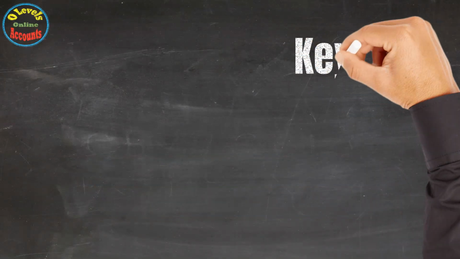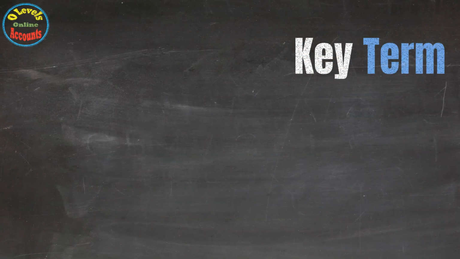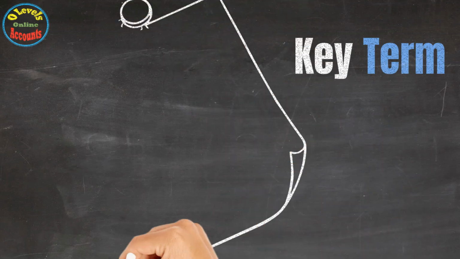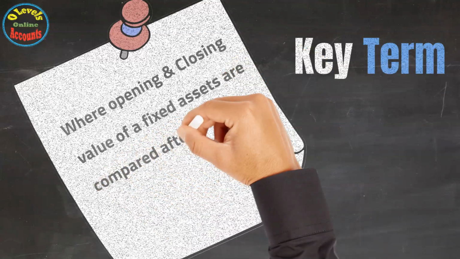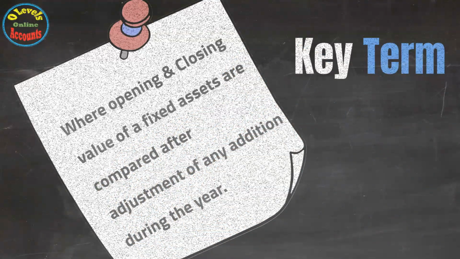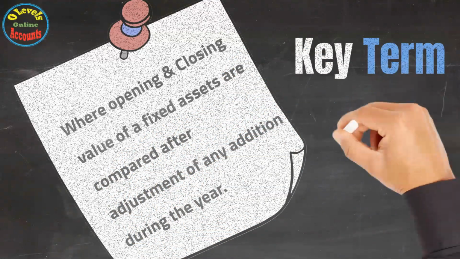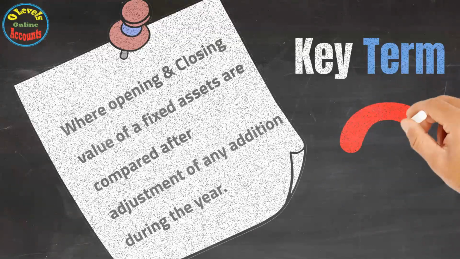In the final tip, in this method the opening and closing values of fixed assets are compared, after adjustments of any addition during the year, for the depreciation working. Hopefully you got a clear understanding of the revaluation method, from the examination point of view.